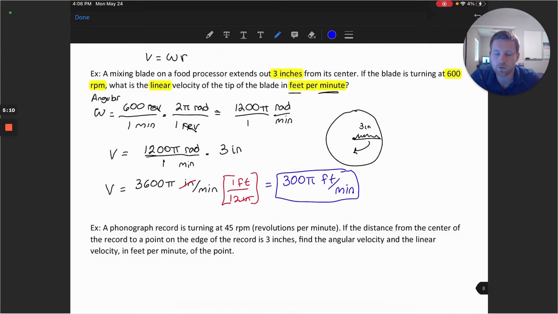So again, watch out for those changes in units. We want to make sure that we have the accurate units for either the linear speed or the angular speed. All right, let's take a look at a second example here, and we'll keep working through.